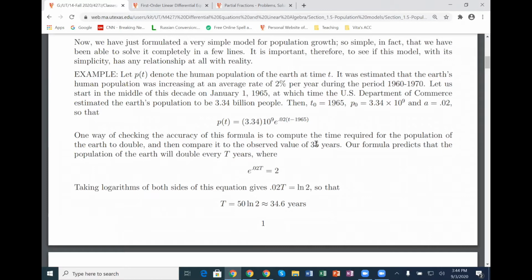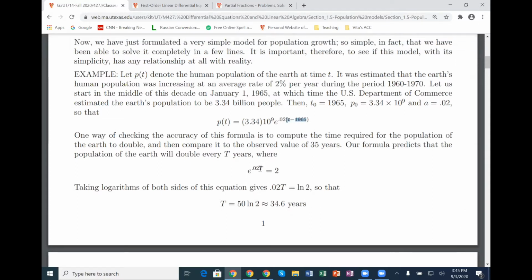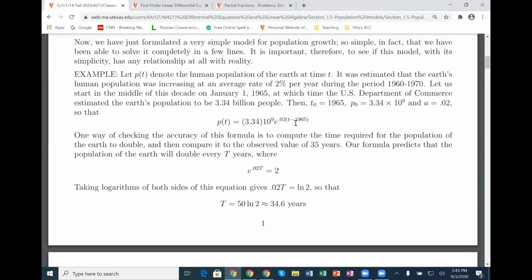Folks, any questions here? Professor? Yes? Where did you get the 0.02t from? Over here, if we replace T minus 1965 by capital T, we obtain exactly what is written here. And why are you doing that? Well, why not? Let us denote this by capital T. So, if lowercase t is 2000, this difference is indeed 35.